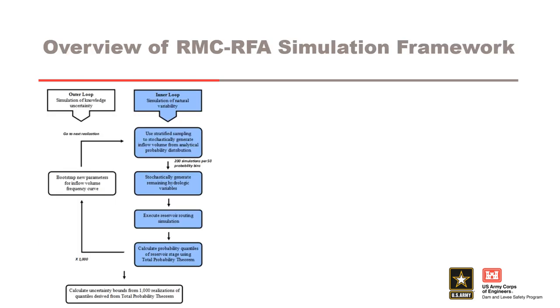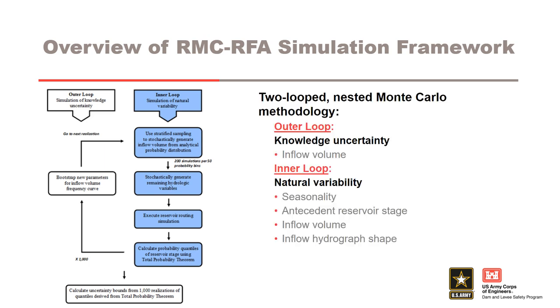In order to construct uncertainty bounds for reservoir stage frequency estimates, RFA employs a two-looped, nested Monte Carlo framework. This strategy of having two loops allows us to separate the natural and knowledge uncertainty so we can calculate and portray the magnitude of the uncertainty. This allows us to decide on investments, such as whether we want to invest in reducing the knowledge uncertainty to get a better decision. The outer loop consists of many realizations and simulates the knowledge uncertainty in the inflow volume frequency distribution. The inner loop addresses the natural variability of the reservoir stage by simulating many thousands of flood events.